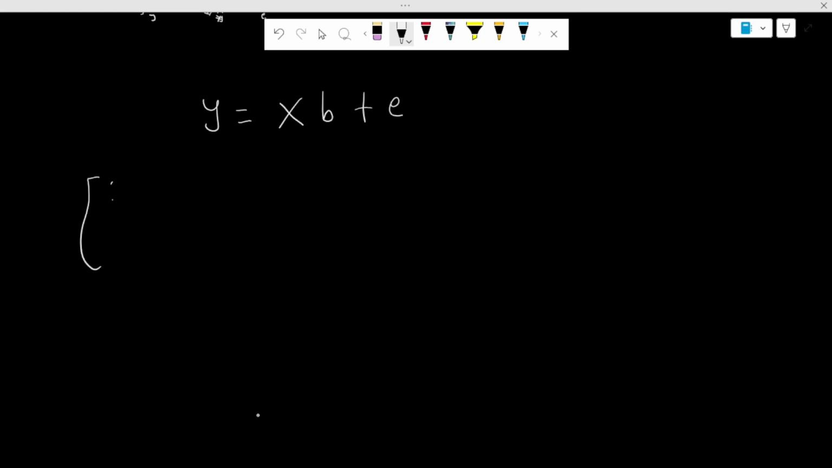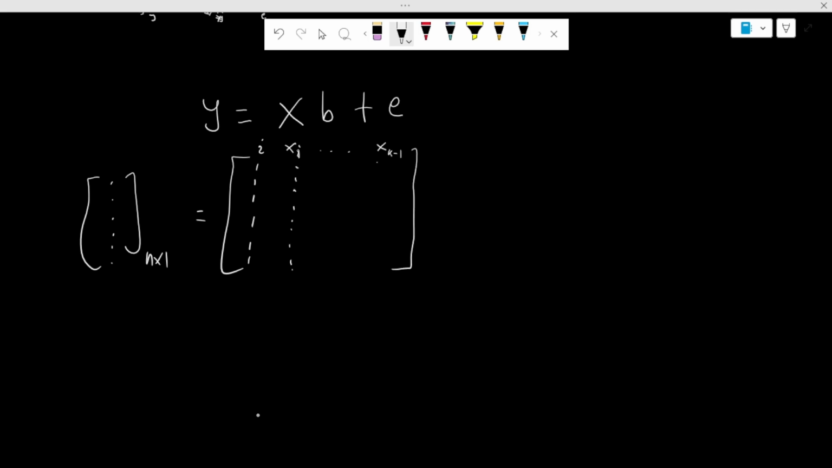Where y is our dependent variable and it contains n number of observations, and this is of order n into 1, and where in our x, the first column contains the vector of 1, and this is also of order n into 1. Let me write it as I, and from the second column onwards we have our independent variables. Let me write it as x1 all the way to x k minus 1, and each of these independent variables is of order n into 1.